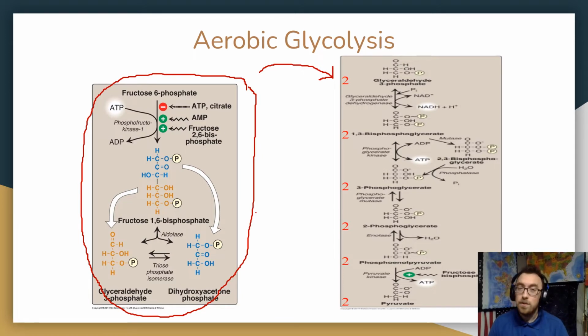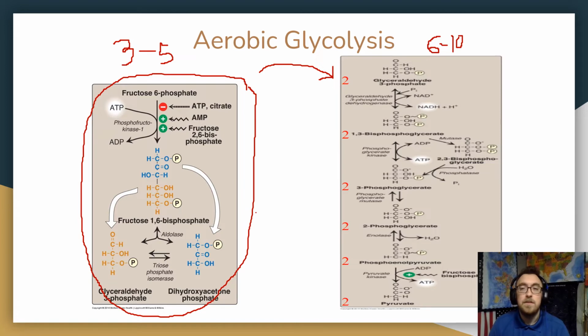The dihydroxyacetone phosphate is rearranged into a second glyceraldehyde 3-phosphate by the enzyme triose phosphate isomerase. So those are the first steps of this slide. Let's just take a quick note of that. So this over here is steps 3 through 5. Now we're moving on to steps 6 through 10.